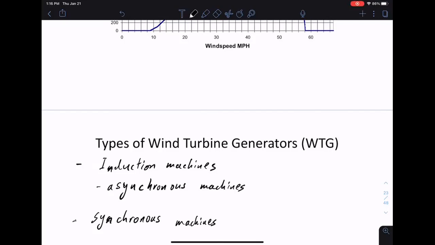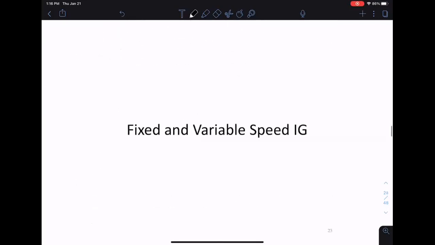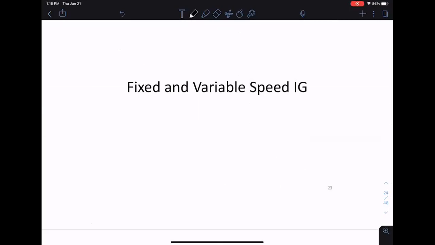So one thing to think about with generators, synchronous generators, is, let's look at induction machines first. So this is the induction generator, IG. And there we want to look at fixed or variable speed.